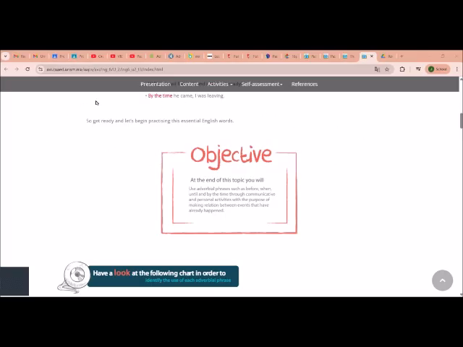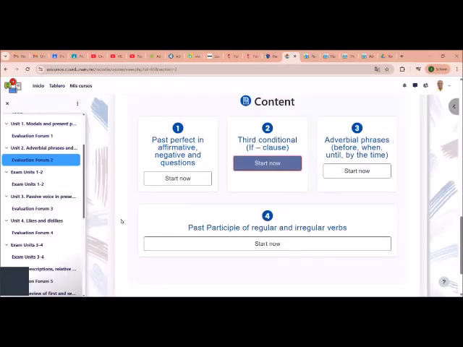And if you've done all of that, then you are ready to go ahead and tackle exam 1 and 2, which is already open for those who have completed everything. Now, let's dive in.